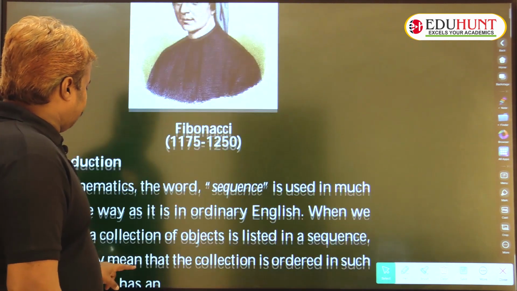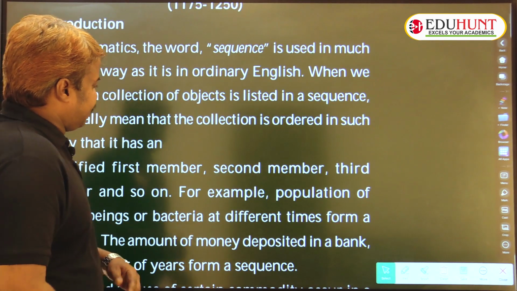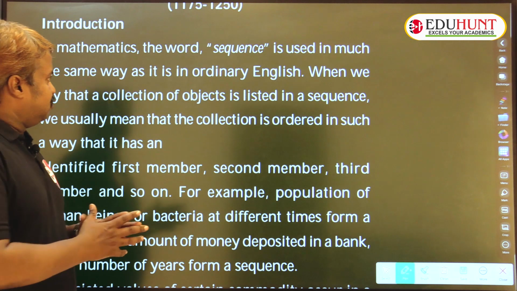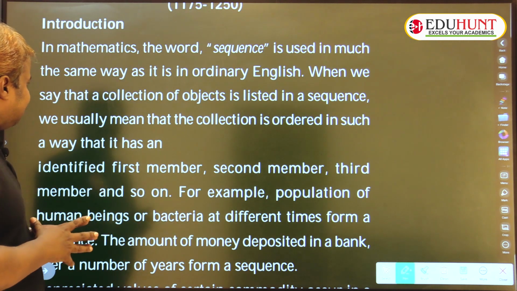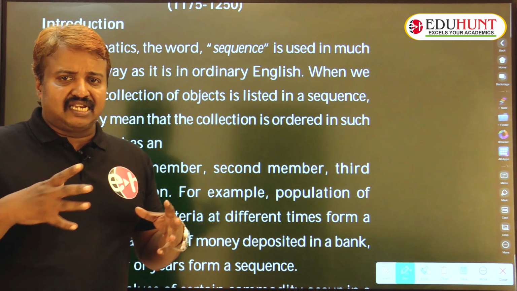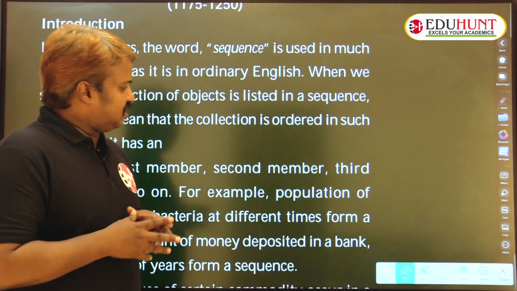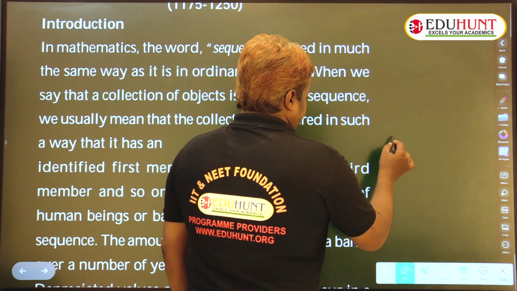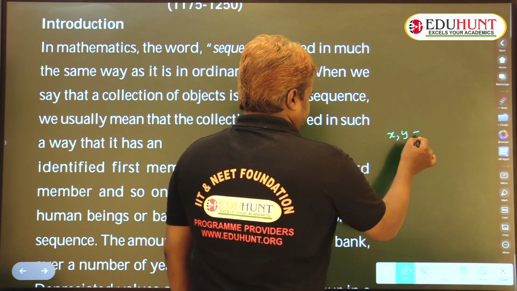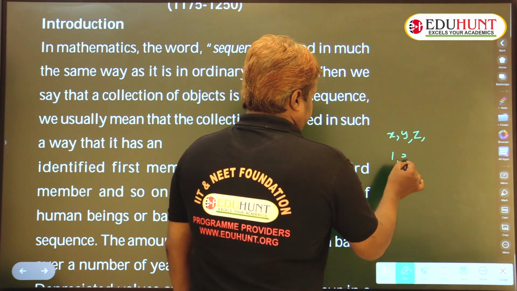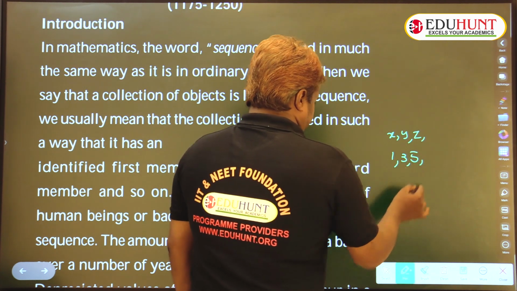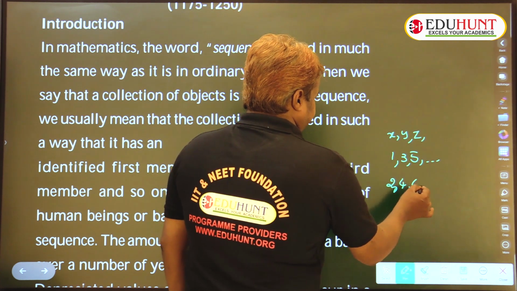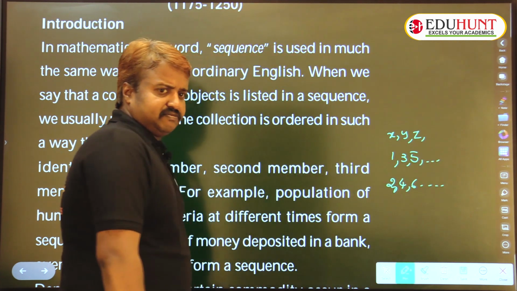So introduction part, what is introduction here? In mathematics, sequence is much the same way as it is in ordinary English when we say a collection of objects listed in a sequence. For example, collection of objects means here x comma y comma z. Likewise, 1 comma 3 comma 5 is one type of sequence. So on. Likewise 2 comma 4 comma 6 is one type of sequence.